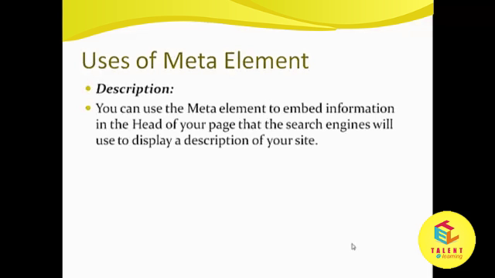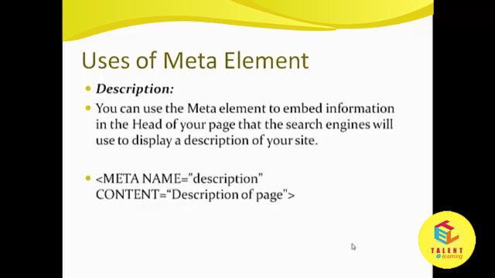First let's see description value. You can use the meta element to embed information in the head of your page that the search engine will use to display a description of your site. So this is the syntax of meta element to give description to page. We have to supply description value to name and we can write content or description of page in the content attribute.